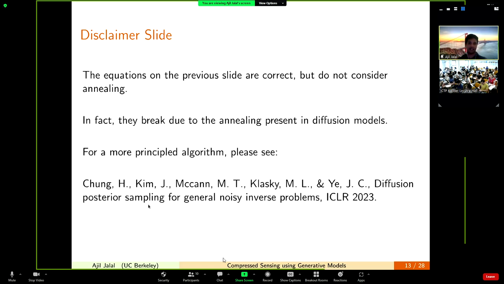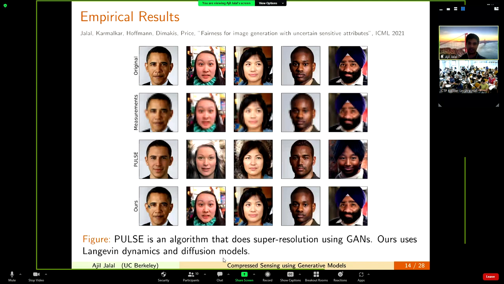Okay. And then we ran our experiments on the Flickr faces data set. So recall I said that GANs suffer this huge data set bias, or some sort of bias, where the top row here shows high resolution images. The second row shows blurry, downscaled versions of the upper row images. The third row shows reconstructions by PULSE, which is based on an algorithm that uses GANs and does MAP estimation. And you can see that it's really propagating or destroying ethnic and race features. Whereas if you use diffusion models and posterior sampling, we seem to preserve certain details much better.